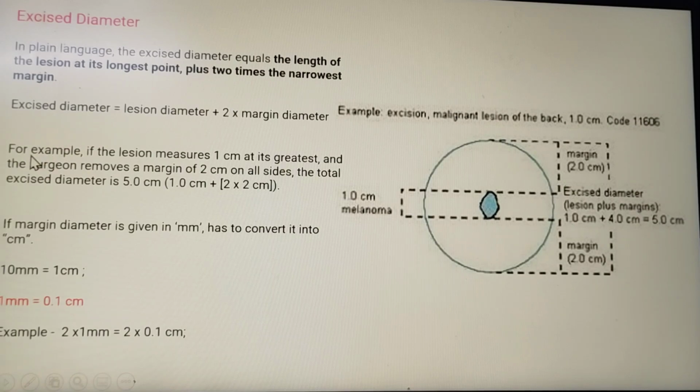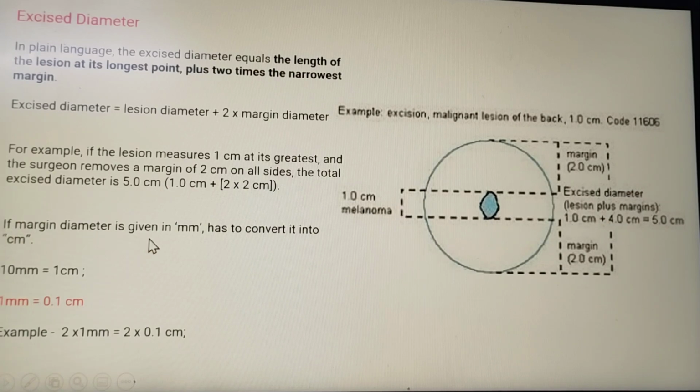So we will see one example. If the lesion measures 1 centimeter at its greatest and the surgeon removes a margin of 2 centimeters on all sides, the total excised diameter is 5 centimeters. How did it become 5 centimeters? First, the lesion diameter is 1 centimeter. Here, 1 plus 2 into margin diameter, which is 2 centimeters. 2 2s are 4, plus 1 is 5. So this is the excised diameter. When we are selecting the code, we have to see the excised diameter given in the question, and depending upon the excised diameter only, we have to select the code.